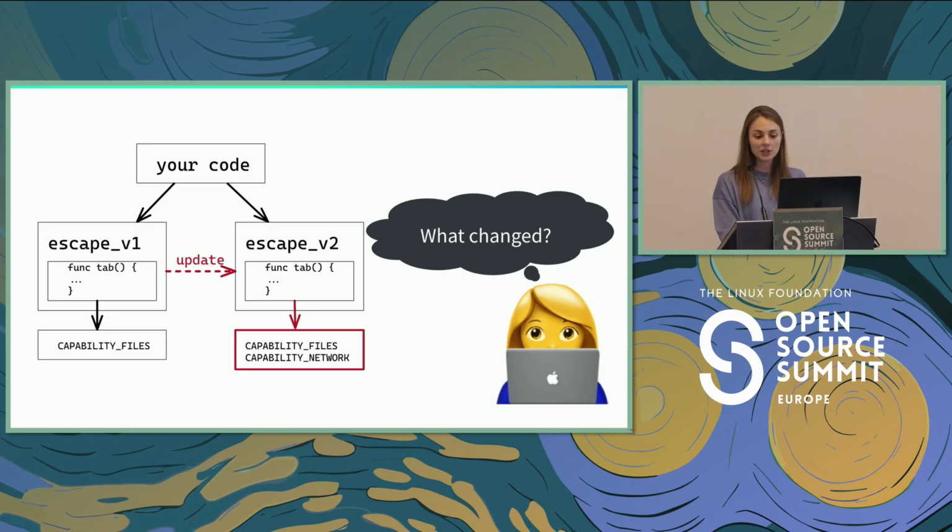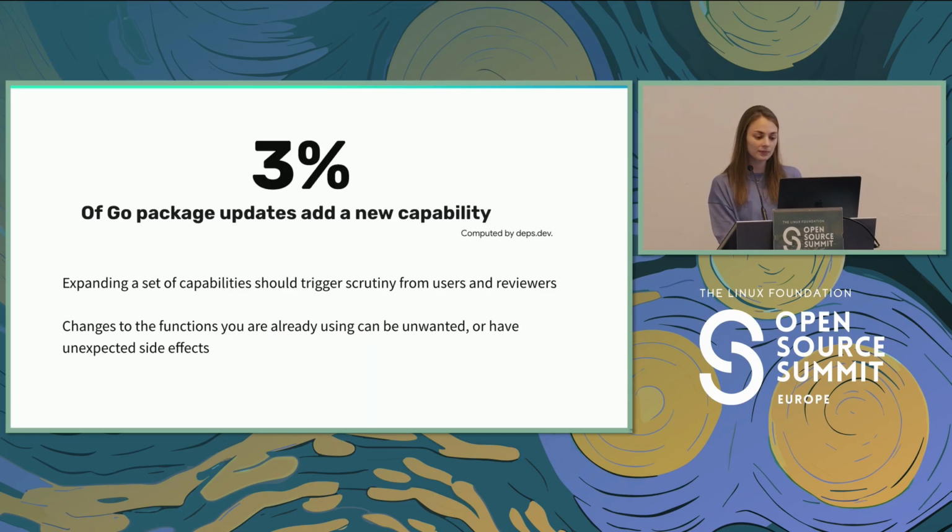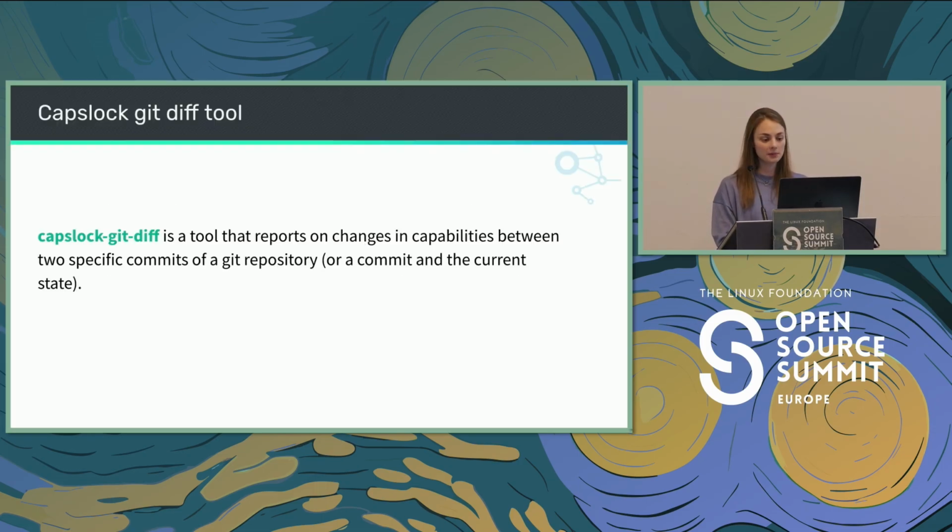When you depend on a package, you have an expectation that it has a certain behavior. If a package you use suddenly gains a new capability, say when you update it to a new version, you guess that this probably indicates something pretty substantial has changed. That intuition is borne out by the data. When we ran the Capslock tool over every Go package, we found that only 3% of Go package updates add a new capability. Because it is fairly uncommon, when it does happen, it's an event that should trigger scrutiny from reviewers. And we also know that because it's so uncommon, it won't be so noisy that it's adding a bunch of additional toil to reviewers.